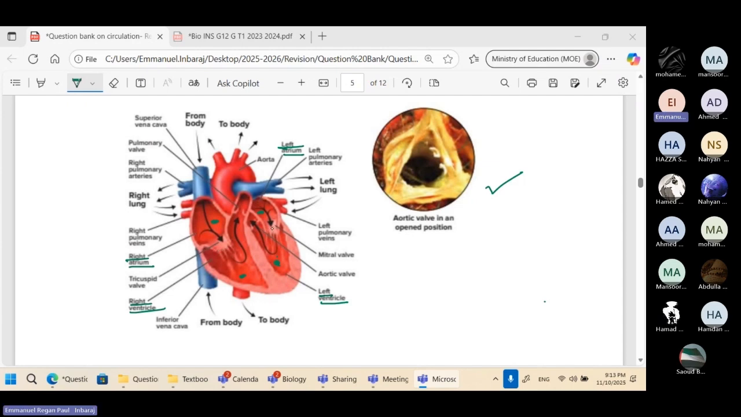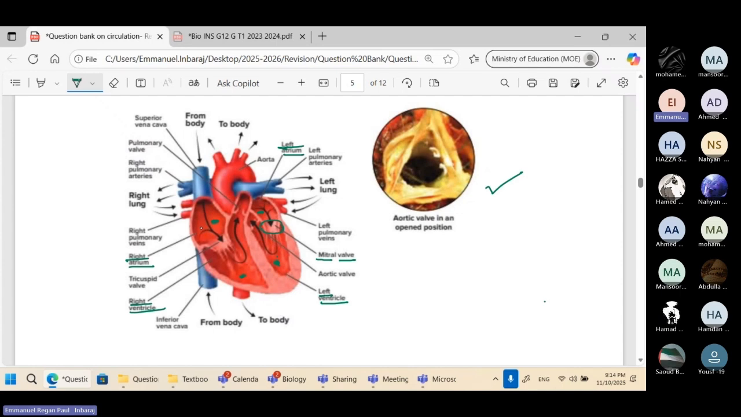Look at this valve. What is this? Look carefully here. This is the left atrium. This is the left ventricle. Between the left atrium and left ventricle, you can find a valve. What is the name of this valve? Mitral valve.